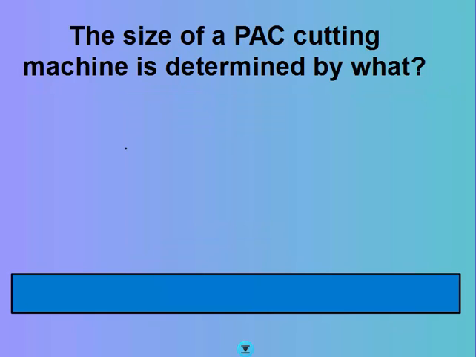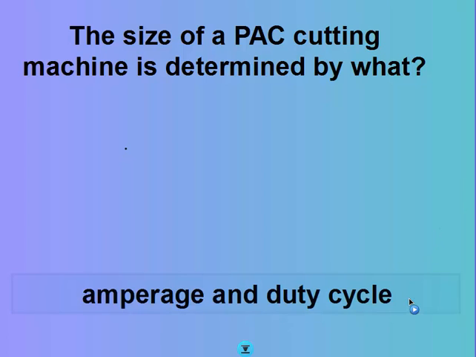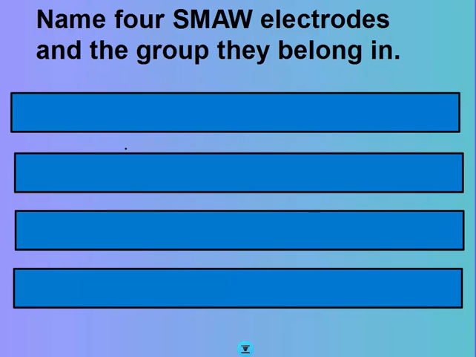The size of a PAC cutting machine is determined by what? Amperage and duty cycle. Name the 4 small electrodes and the group they belong in. I'll give you a couple of seconds on this.